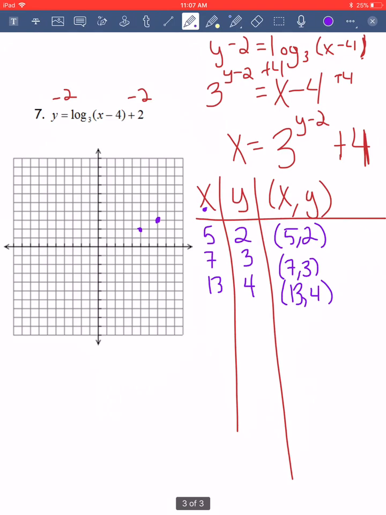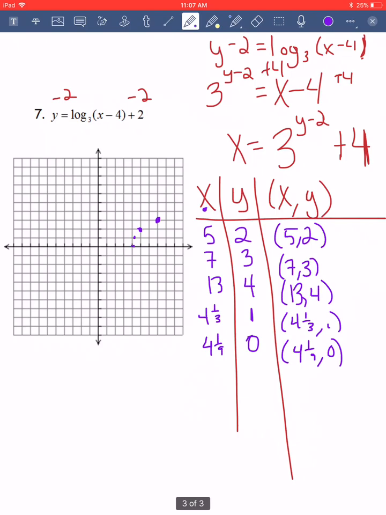So I'm going to go smaller. I'm going to plug in positive 1 for y. So 1 minus 2 is negative 1. I'm going to do 3 to the negative first power, which is 1/3, and then plus 4 is 4 and 1/3. So I've got 4 and 1/3, 1. Okay, plugging in 0. 0 minus 2 is negative 2. 3 to the negative second power is 1/9. And then plus 4 is 4 and 1/9. So 4 and 1/9, 0.